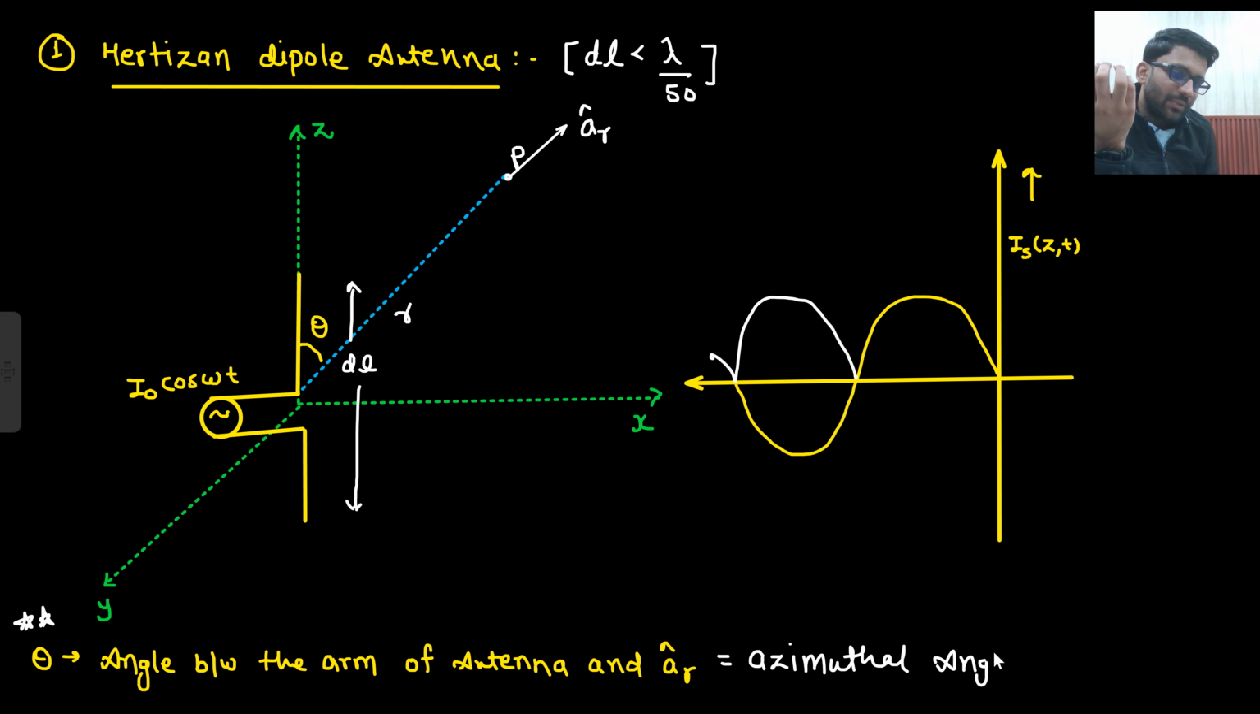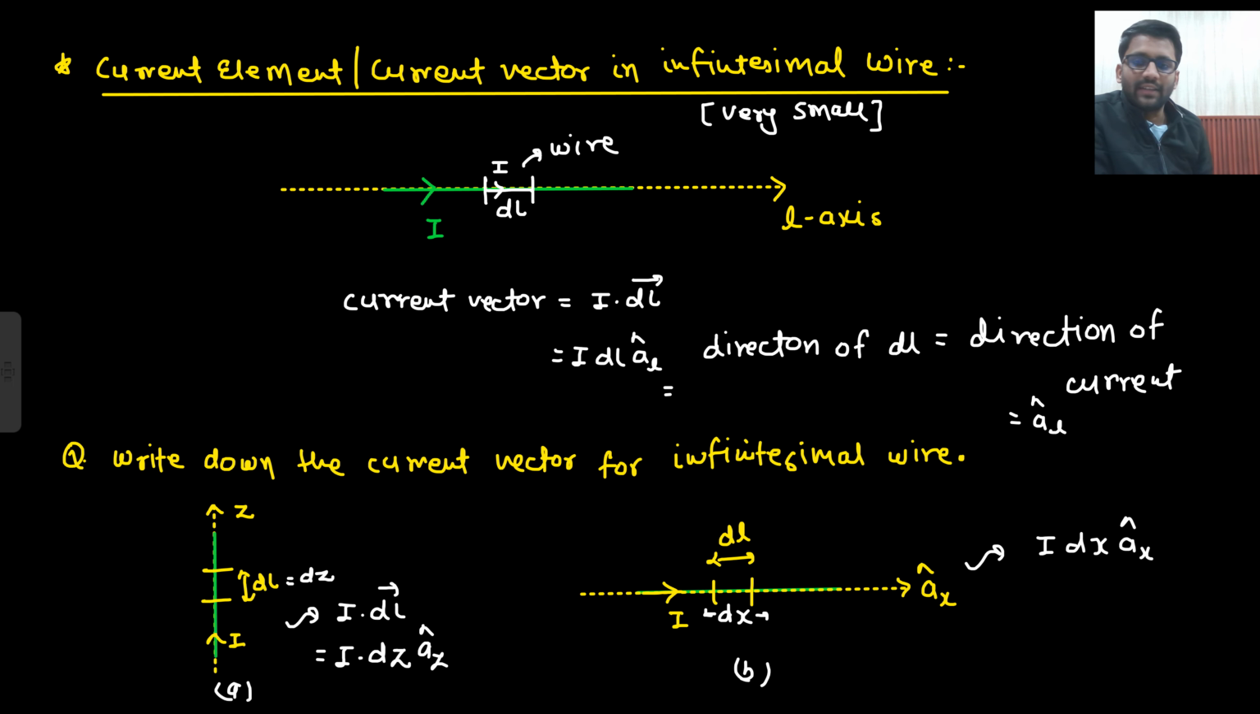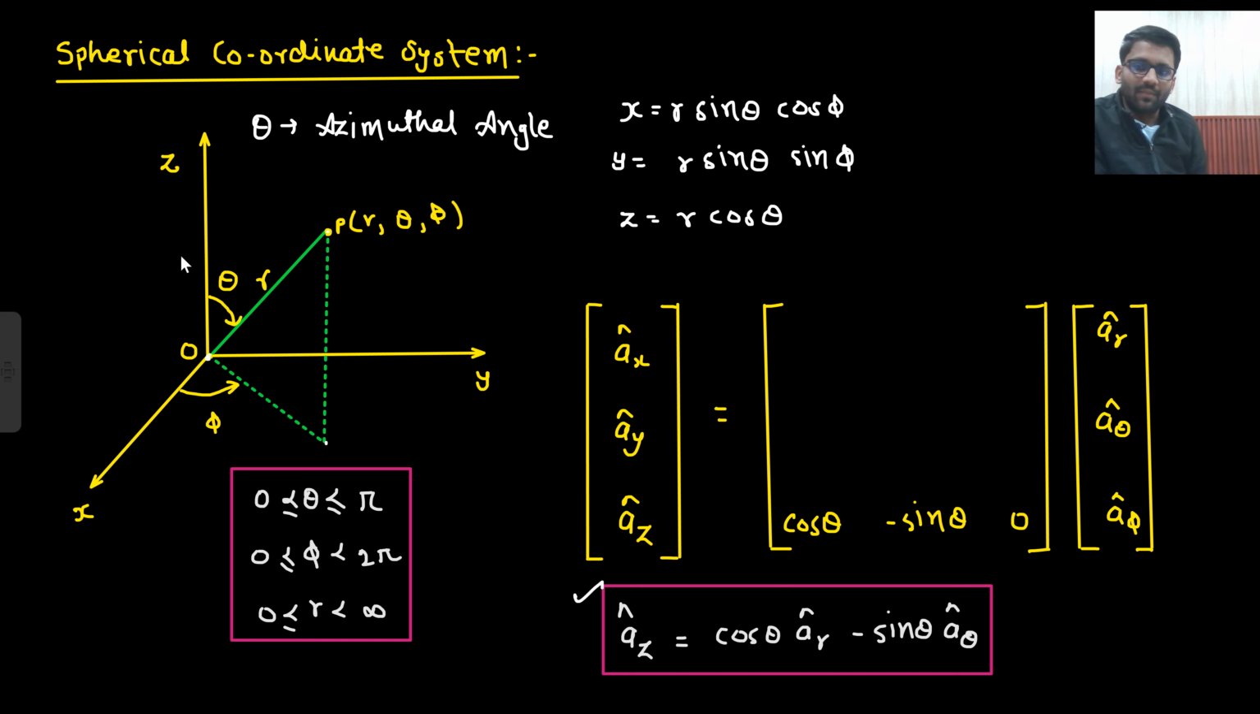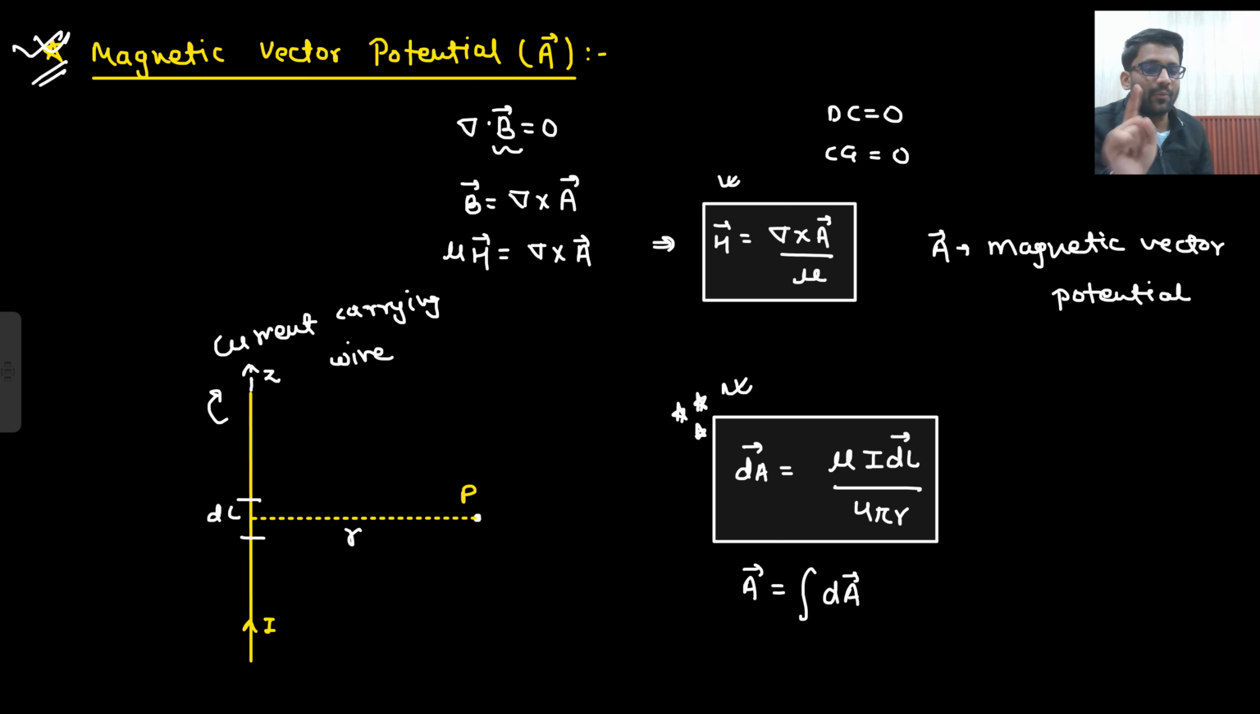Why is it equal to the azimuthal angle? Because what is the azimuthal angle? The azimuthal angle is the angle measured from the z axis towards the direction of R. If you see this diagram, what is your azimuthal angle? Here the azimuthal angle is the same thing, no? Measured from the z axis towards the direction of R. That is your theta. So, a very important point.